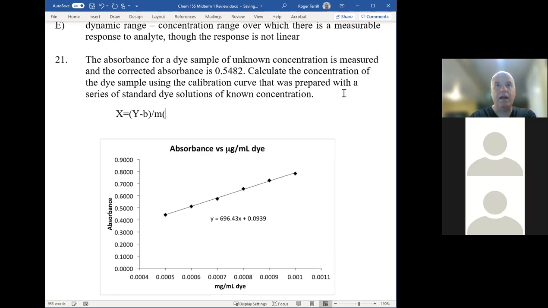So we've got y is 0.5482 minus b, which is 0.0939. Hold on, I missed my equals here. And divide that by 696. There we go. That's how you calculate that. Not too big a mystery.